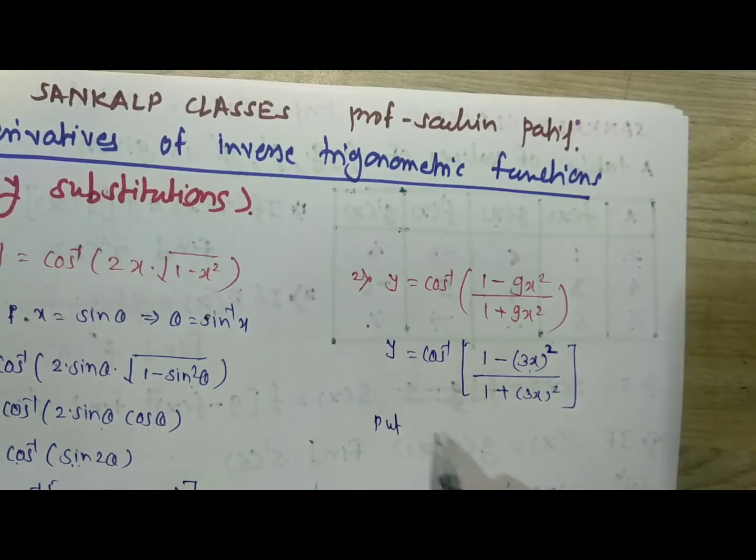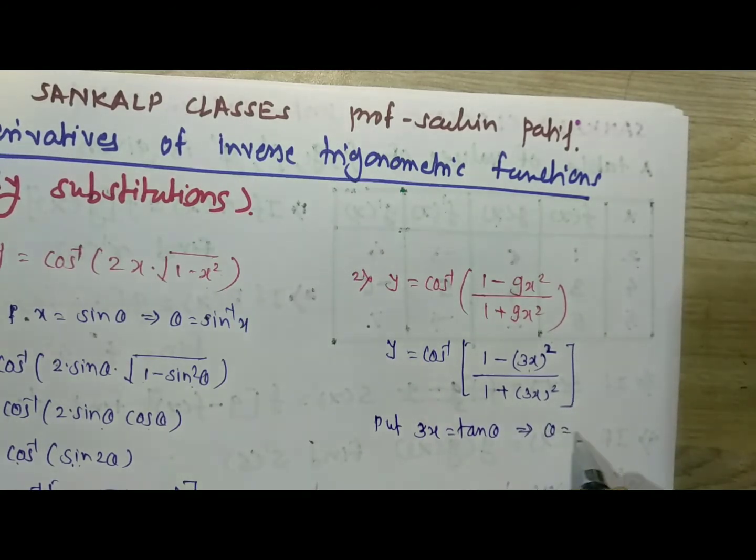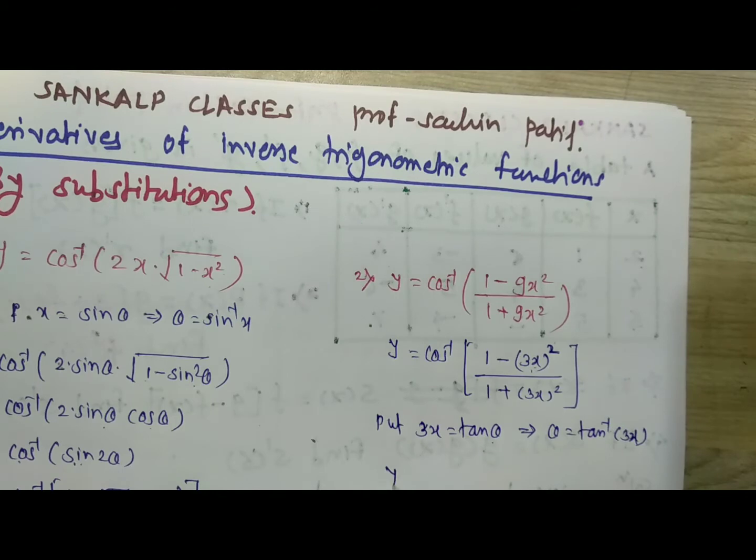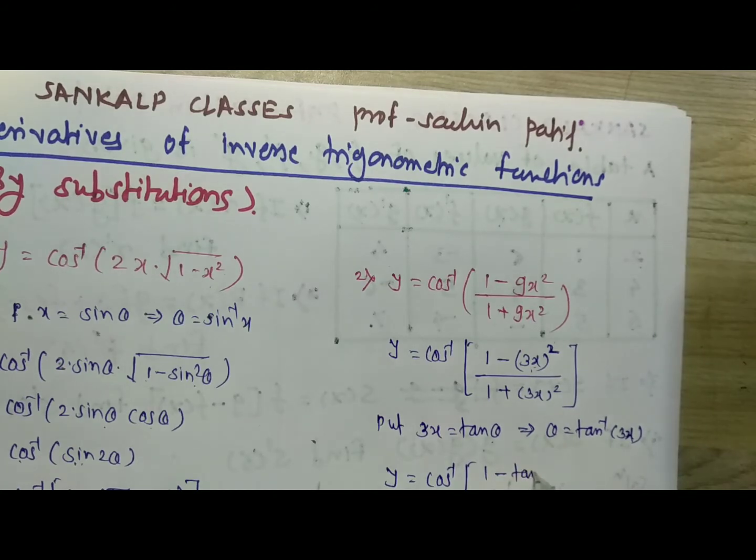Right now we have to substitute this 3x by tan theta, and therefore put 3x is equal to tan theta here, and it implies that theta is equal to tan inverse 3x. By putting 3x is equal to tan theta inside the expression, you will get y is equal to cos inverse inside the bracket 1 minus tan square theta divided by 1 plus tan square theta.